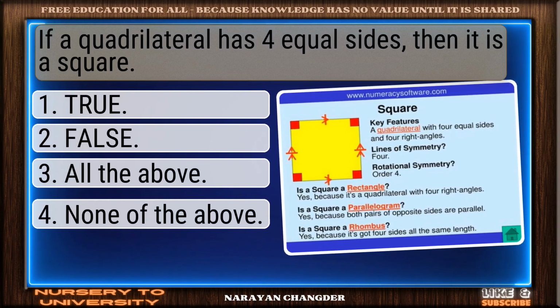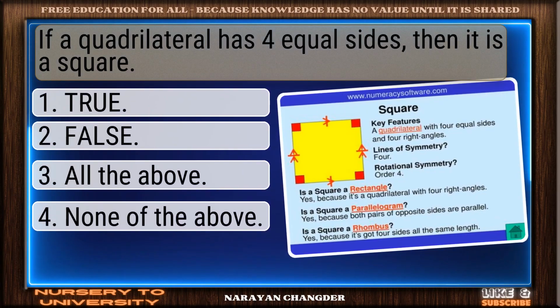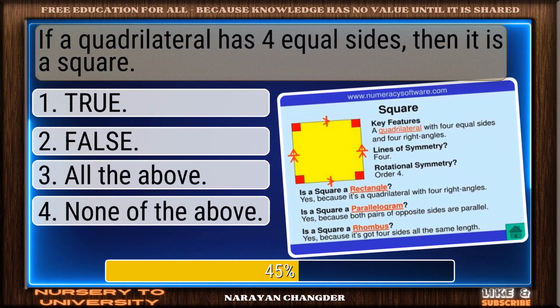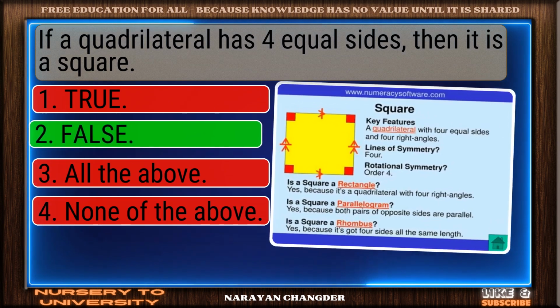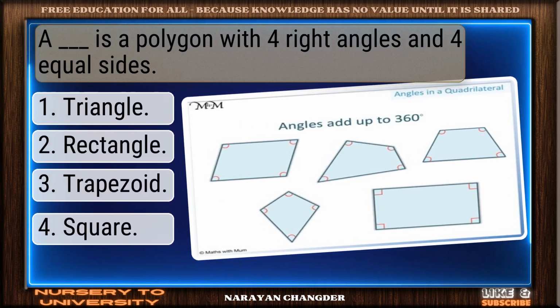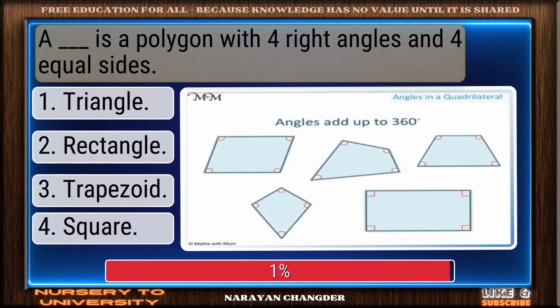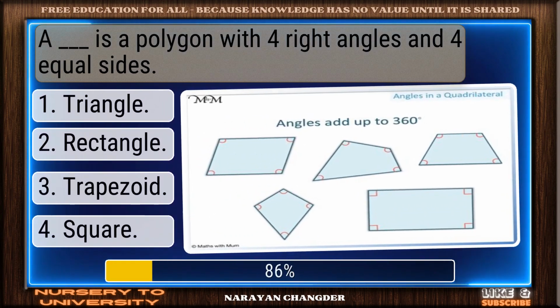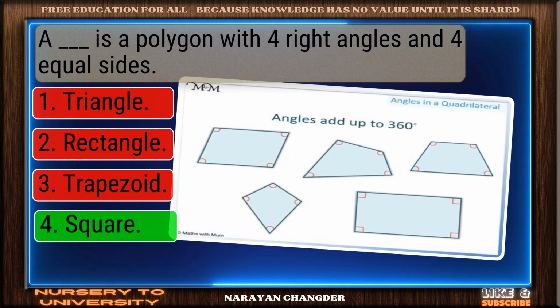Question number 59. If a quadrilateral has 4 equal sides, then it is a square. Smart pick. False is the correct choice. Question number 60. A dash is a polygon with 4 right angles and 4 equal sides. Well picked. Square is the correct answer.